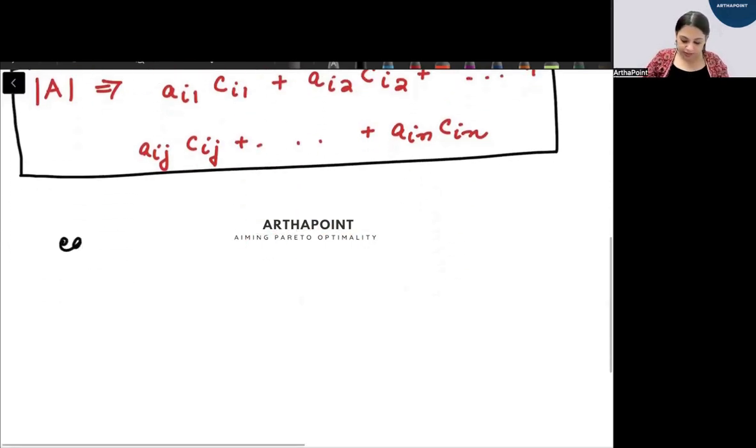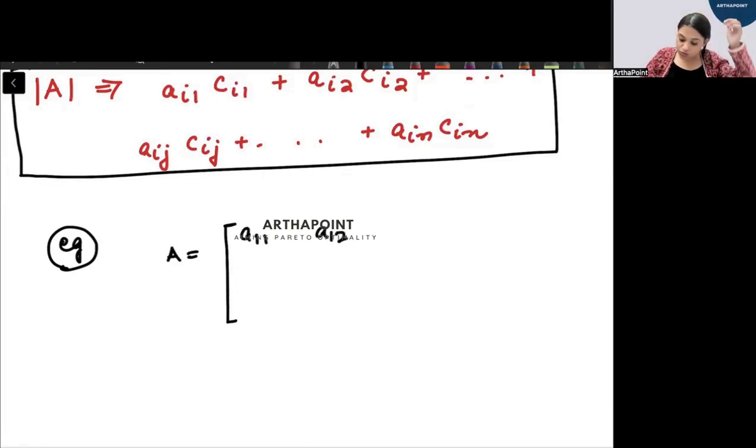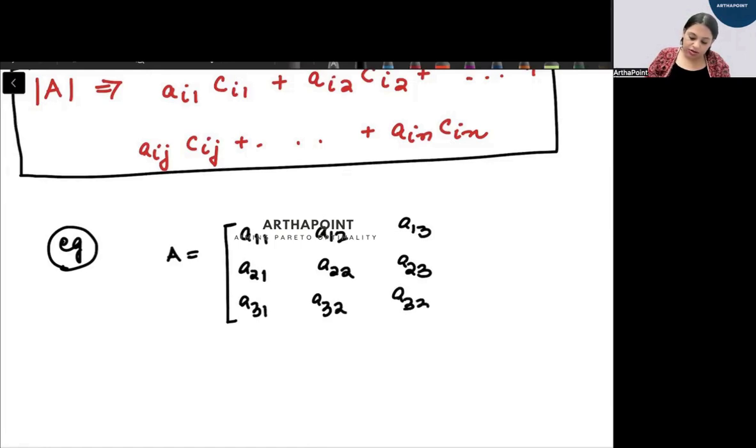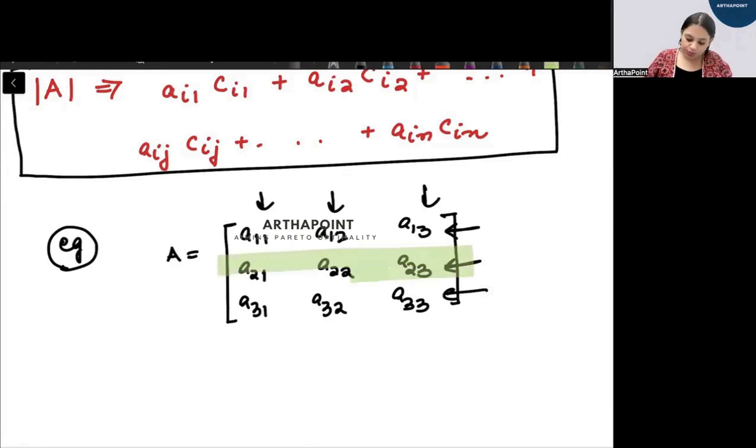एक example ले लेते हैं. Suppose I have a matrix A: A11, A12, A13, A21, A22, A23, A31, A32, A33. And let's say you want to expand. You can expand around any, मतलब you can expand around row 1, row 2, row 3, column 1, column 2, column 3. चलिए, to help you understand, today I will expand through row 2.